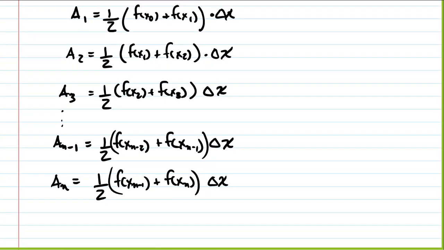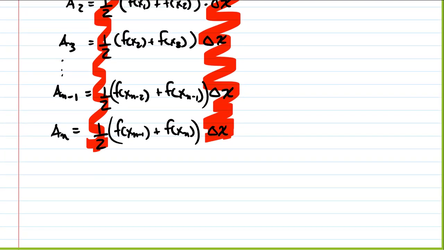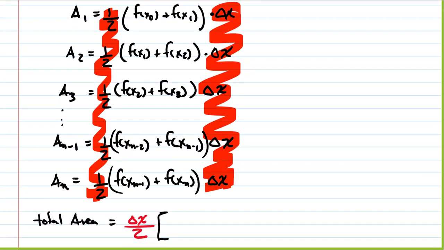So now, if we were to look at all of these, the first thing we'll notice, what do all of A1, A2, A3, all the way out to An, what do they all have in common? So we have a common factor of 1/2 and a delta x. So my area total is going to equal 1/2 delta x, or delta x divided by 2. And then what's going to be left inside? Well, I have to add up all of these things.